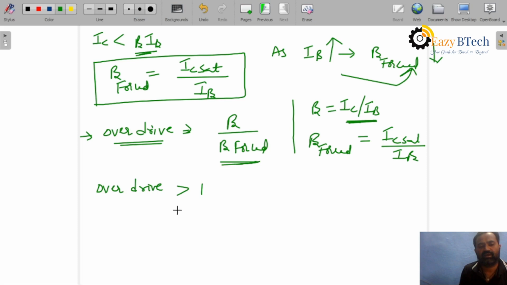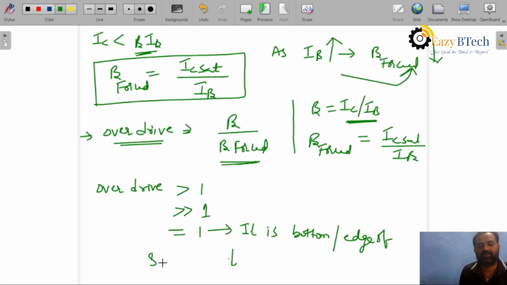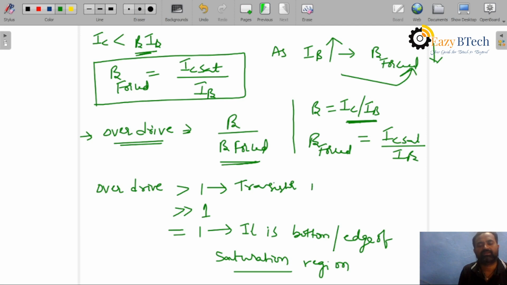is greater than 1, or equal to 1. When overdrive is equal to 1, we will call it the bottom or edge of the saturation region. When it is greater than 1, the transistor is in the saturation region.